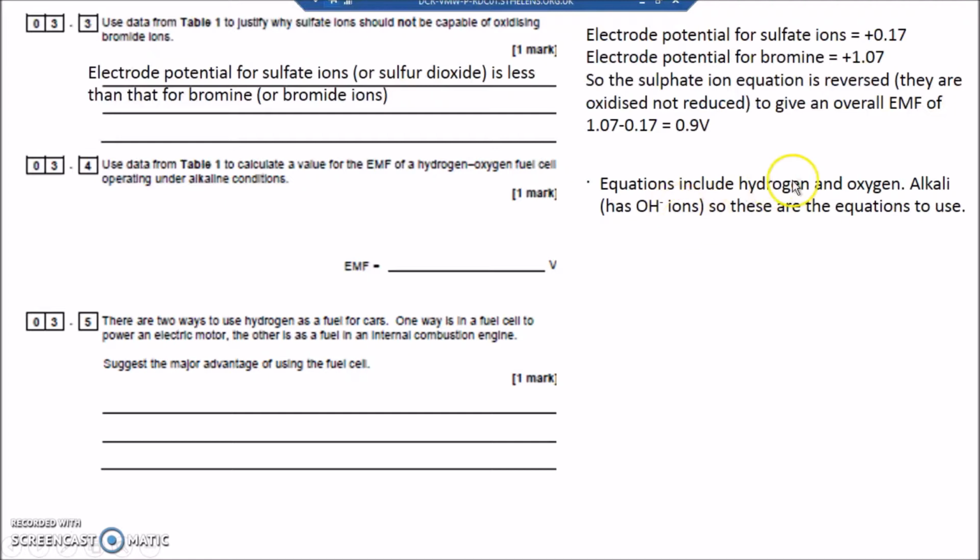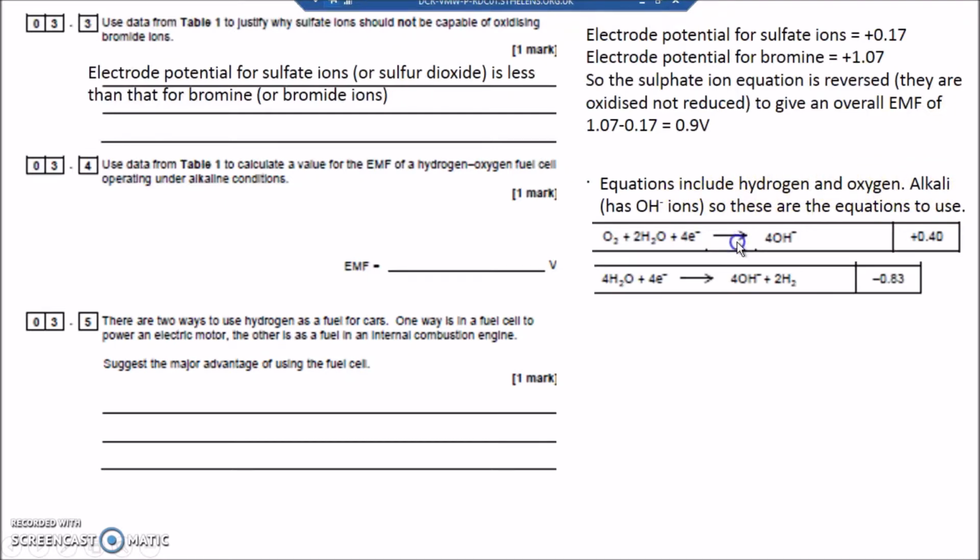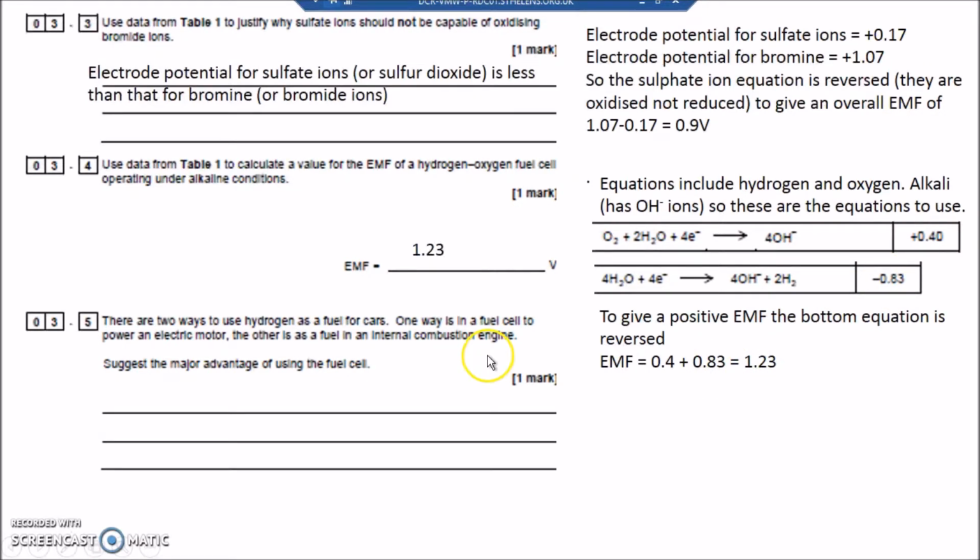So you're looking for something with hydrogen and oxygen in, and alkali is OH minus. So the two equations to use are these. Now, which one's going to be reversed? It's got to give a positive value overall. So if that stays positive and this one gets reversed to give a positive 0.83, this one is going to be reversed. So 4OH minus plus H2 is going to give 4H2O and 4e minus. So plus 0.4, and this one reversed plus 0.83, 1.23 volts.